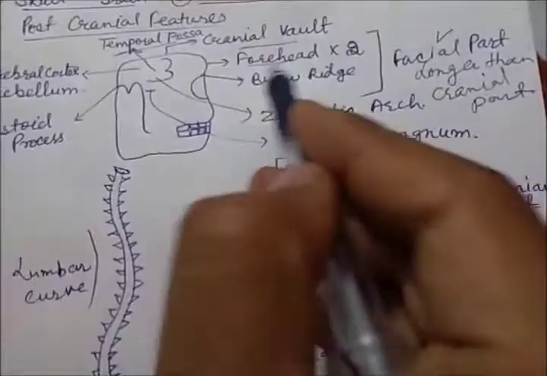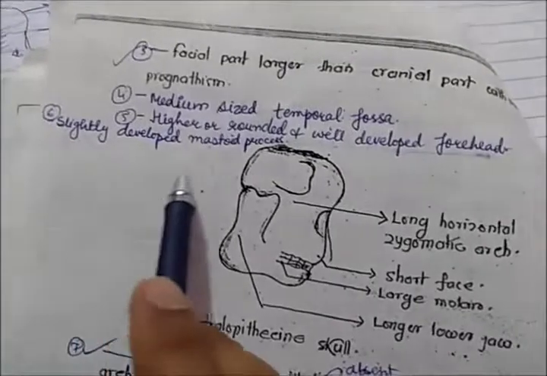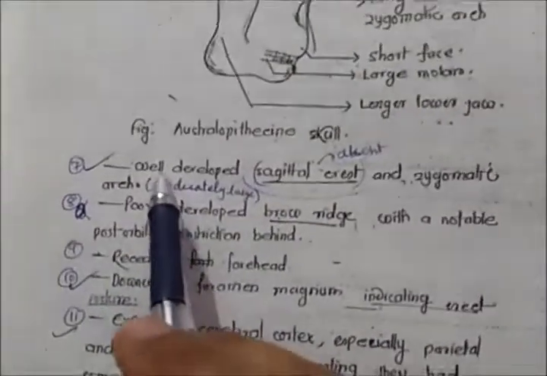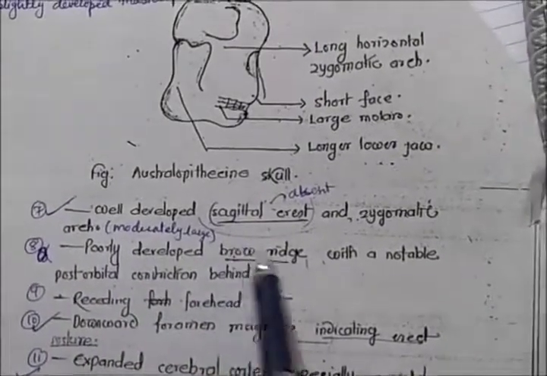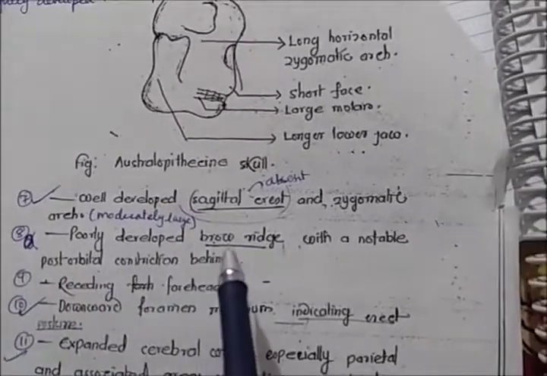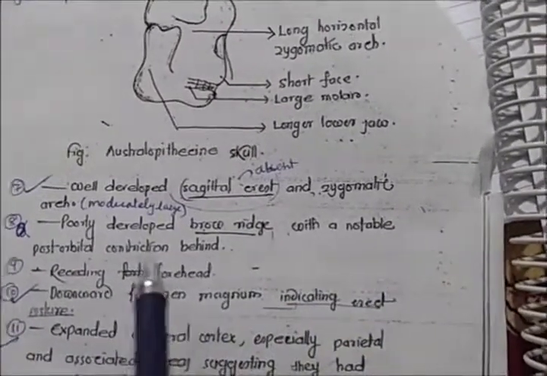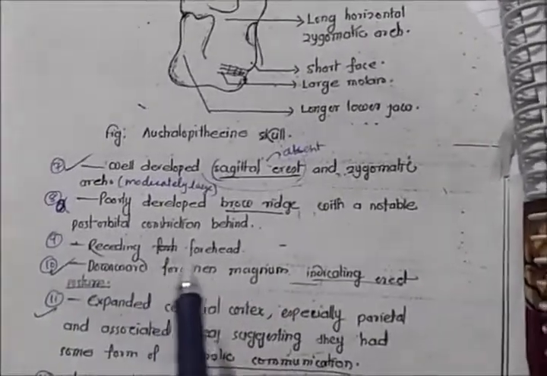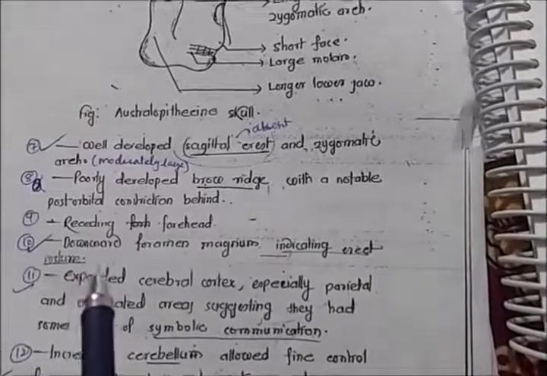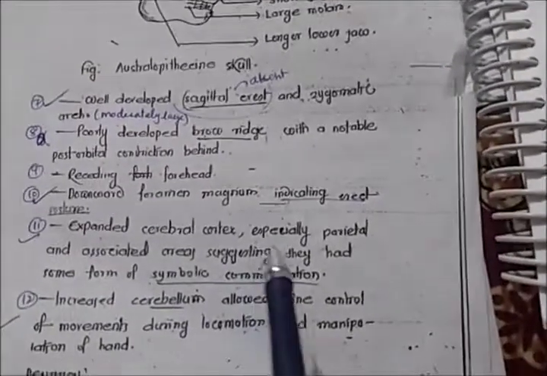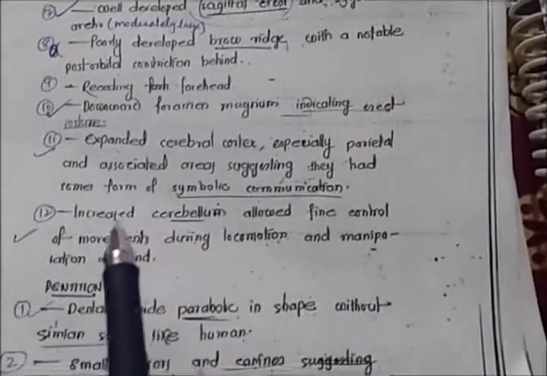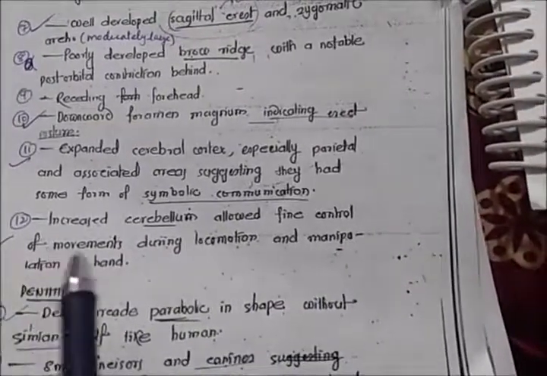Forehead, two features. There is also one feature of receded forehead. Mastoid process is slightly developed. So they have well developed zygomatic arch, and it is moderately large. Poorly developed brow ridge with a notable post orbital constriction behind. The receding forehead, foramen magnum, expanded cerebral cortex, which is for symbolic communication, increased cerebellum for fine control of movement.